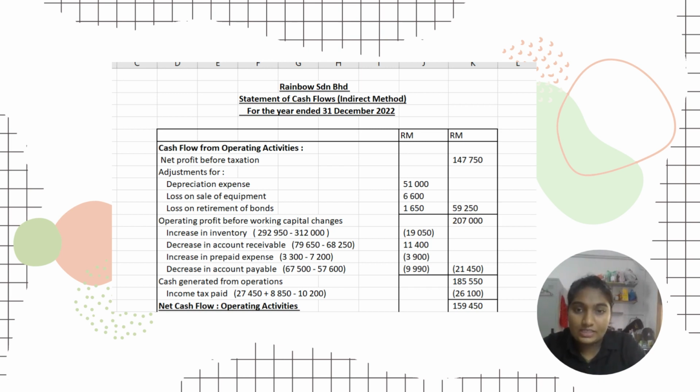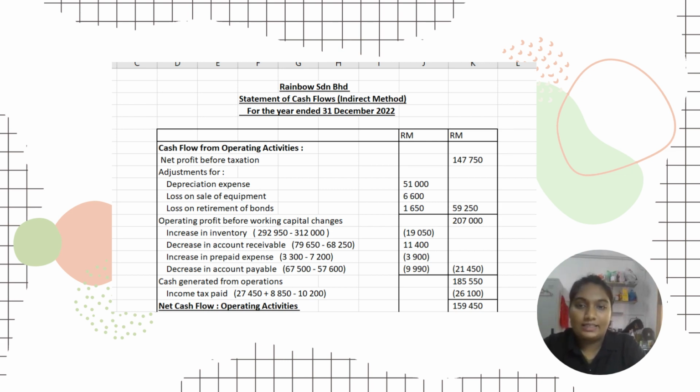So the value is 292,950 minus with 312,000, and the answer will be 19,050. It will be in bracket and deducted because there is increase in current asset. And secondly, decrease in account receivable, and the value is 79,650 minus 68,250, and the value will be 11,400, and it will be added because there is decrease in current asset.